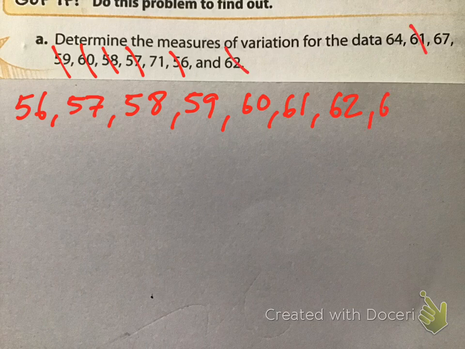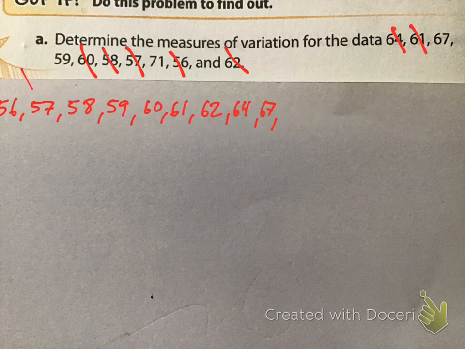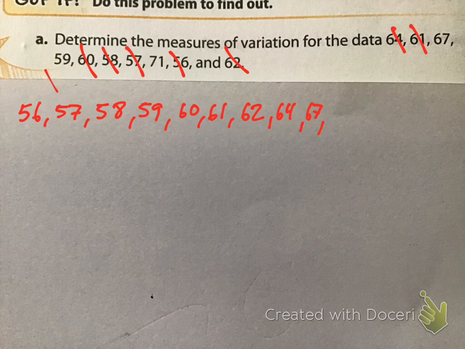Now we've got 64, 67, and because I couldn't keep it small enough, I'm going to shrink it. Let's cross it off here. And then lastly, 71. Excellent. So now we have to find the measures of variation.